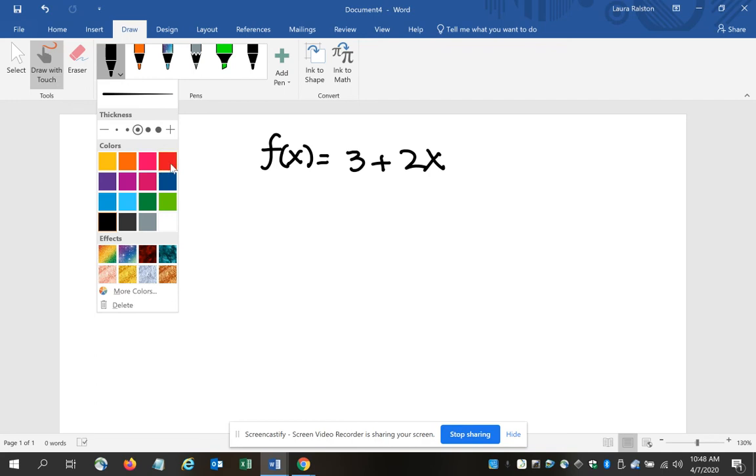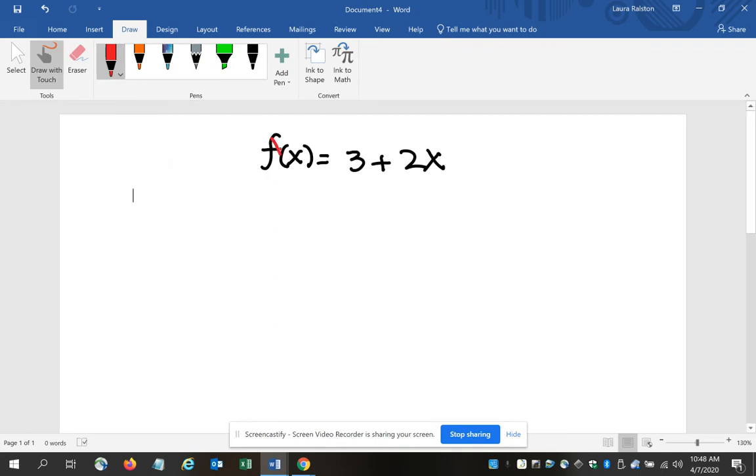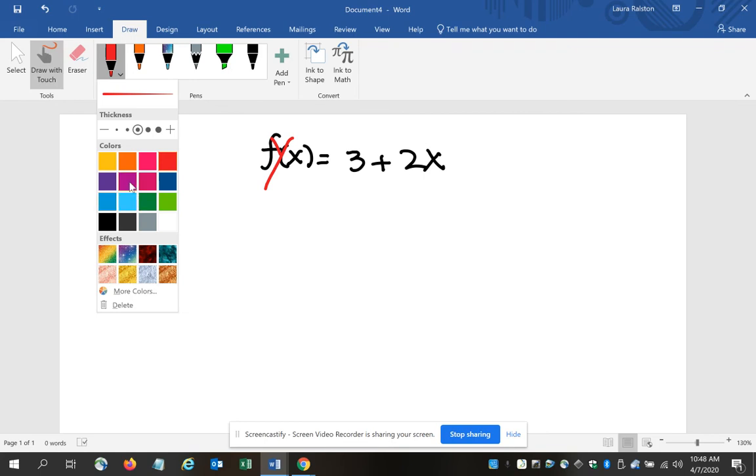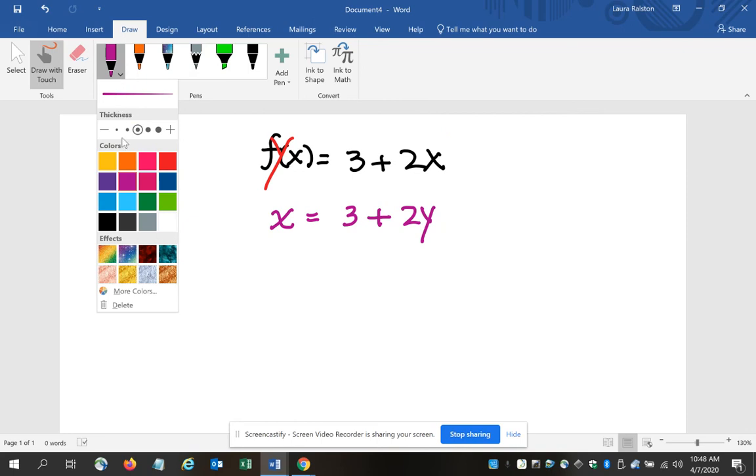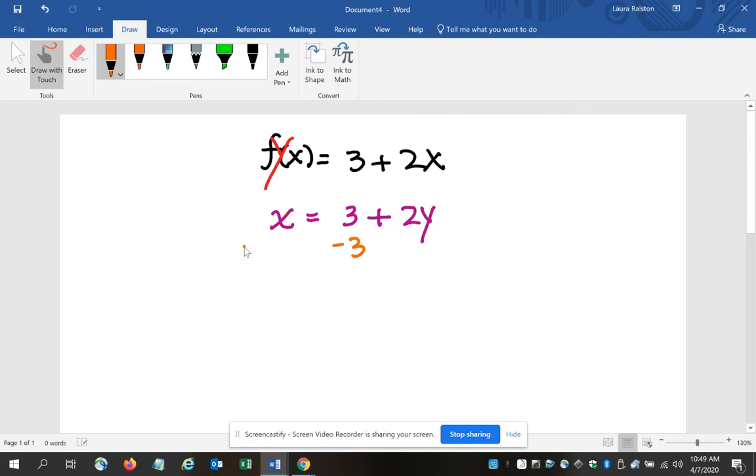Remember, to find the inverse, the first step is you interchange x and y. Remember, in this function, the f of x represents your y. So in the first step, I'm going to interchange x and y. So I'm going to rewrite this as x equals 3 plus 2y. And then I have to solve for y. So first off, I'm going to subtract 3 from both sides to isolate the y. So I have x minus 3 equals positive 2y.